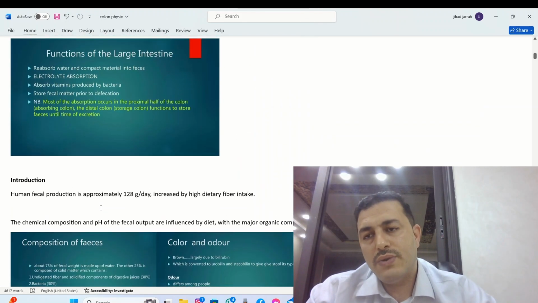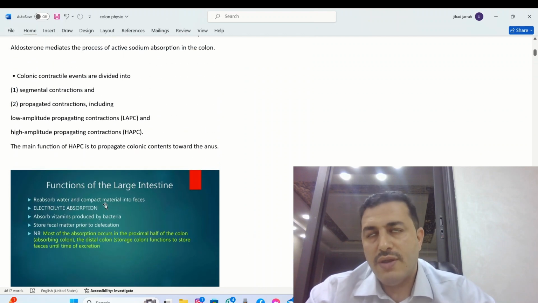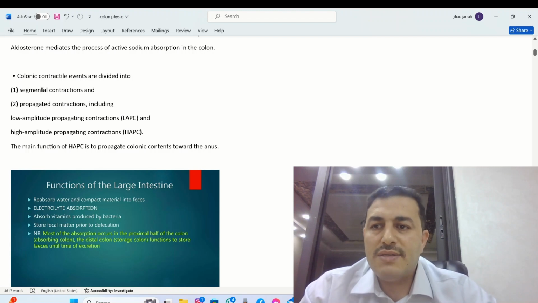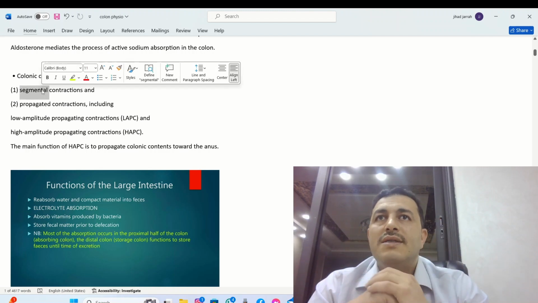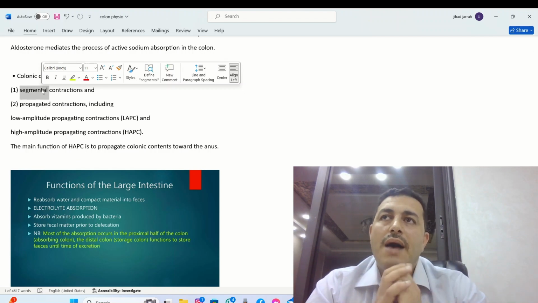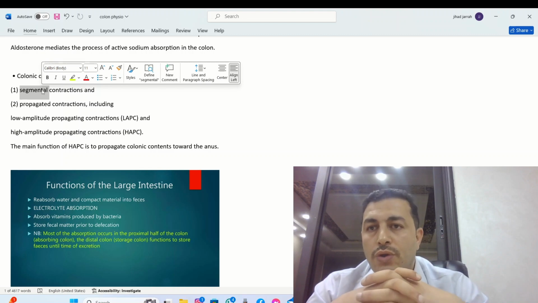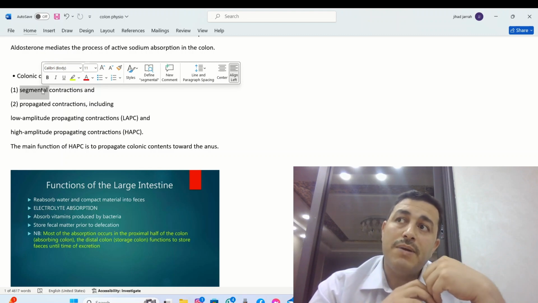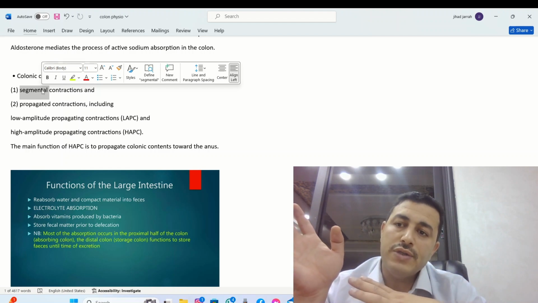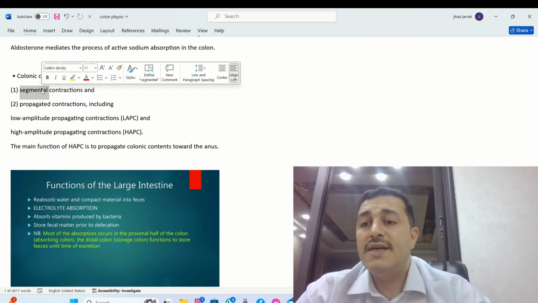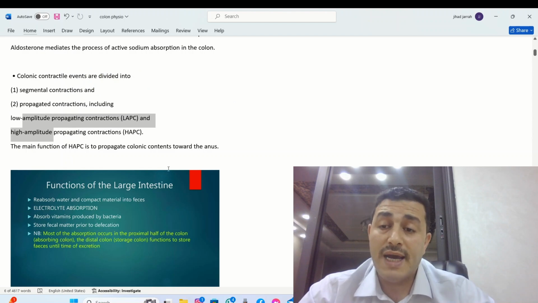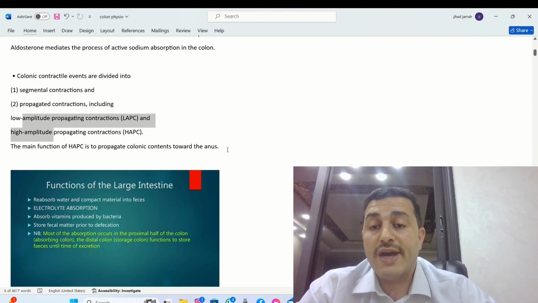What I want to add also is that we have two types of contraction in the colon. We will talk about them. These are the segmental contractions along short segments, and these are responsible for mixing and increasing the absorptive capacity of the colon. The contraction responsible for moving the fecal content toward the anus for evacuation is called the propagated contraction, and it can be classified into low amplitude and high amplitude propagating contractions.